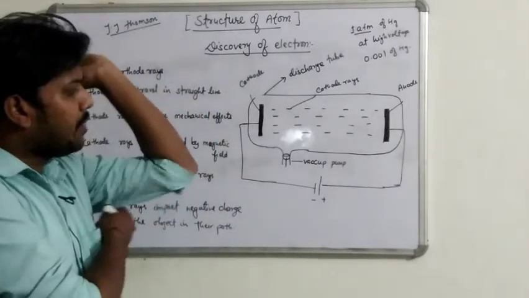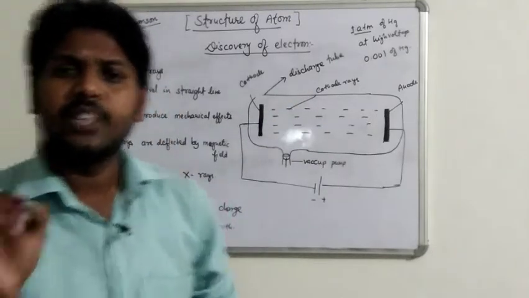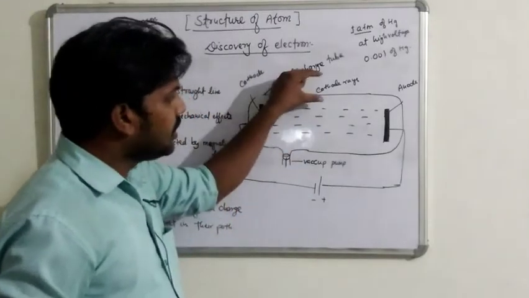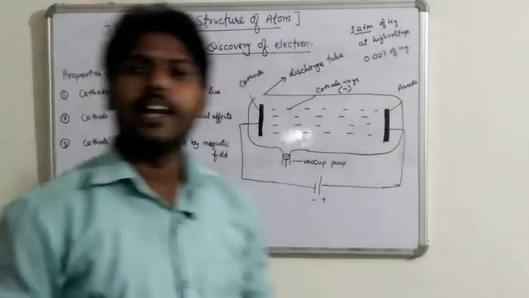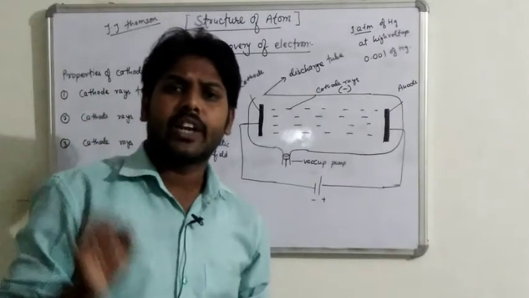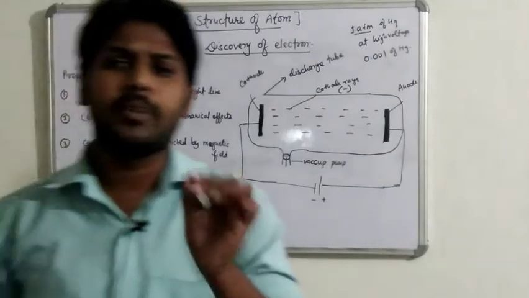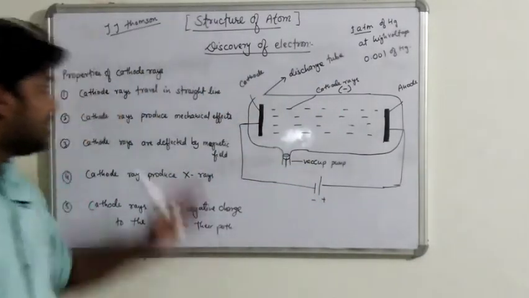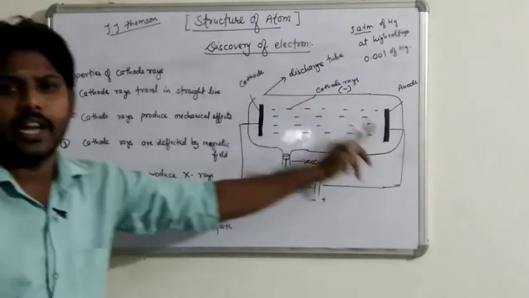And when you experiment with cathode rays, these cathode rays contain negatively charged particles. Clear students? These cathode rays contain negatively charged particles, and this is called electron. Clear students? Now, see the properties of cathode rays which are moving from cathode to anode.